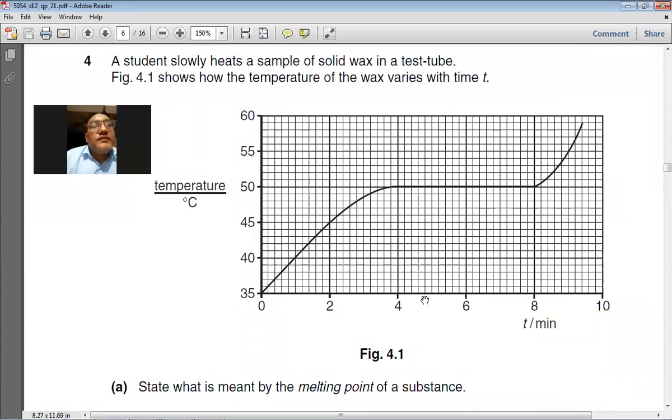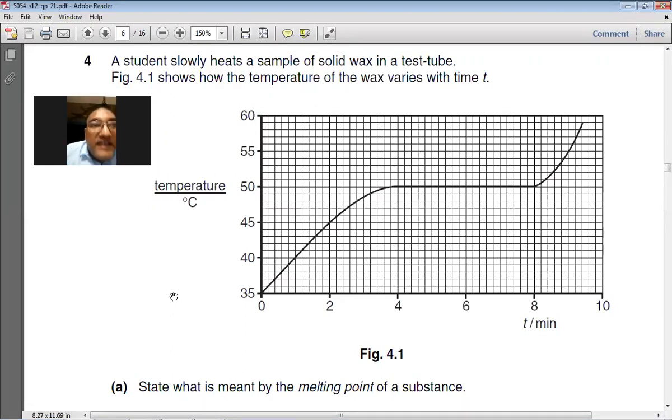Here we go. A student slowly heats a sample of solid wax in a test tube. Figure 4.1 shows how the temperature of the wax varies with the time t. So here you have a graph, and on the y-axis, the temperature of the wax is represented. On the x-axis, the time in minutes is given. Okay, so it's a heating curve.